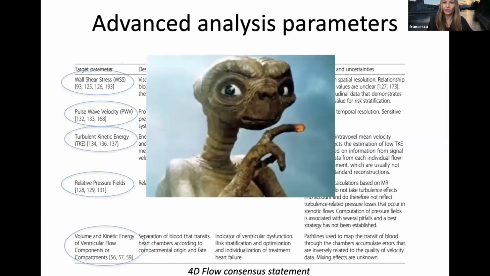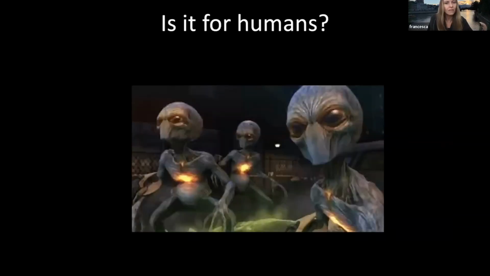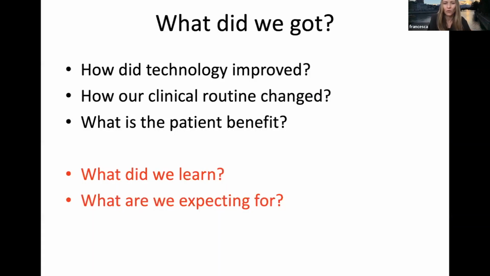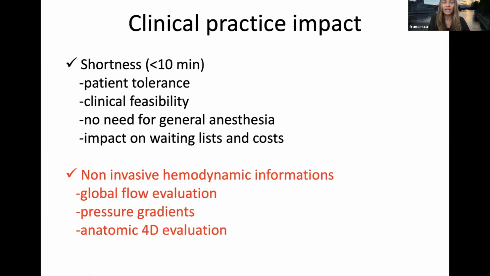But what's after? This technique was considered, and is still considered in some places in the world, something not for humans, because it's considered too difficult, too complicated, and it's not. It was a total revolution in congenital heart disease MRI acquisition. I will explain why our routine, even clinical routine, improved enormously with this kind of technique, what we can study with it, and what we are expecting for the future. It is a really short technique to acquire.